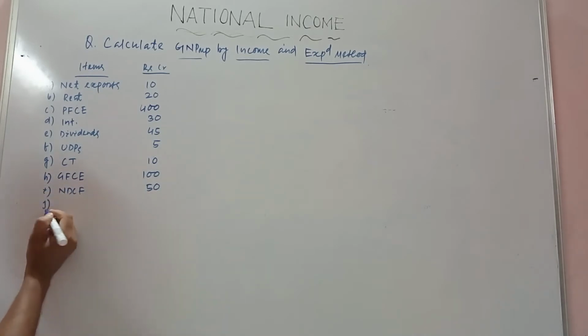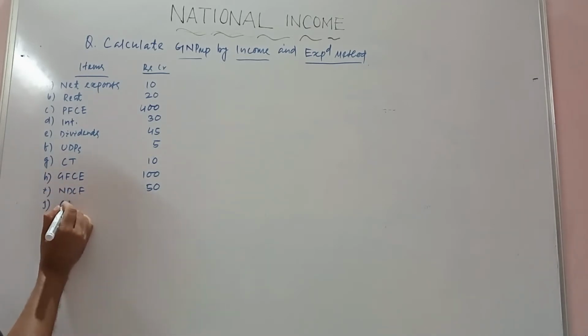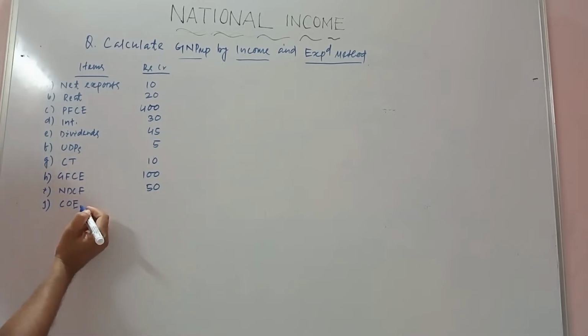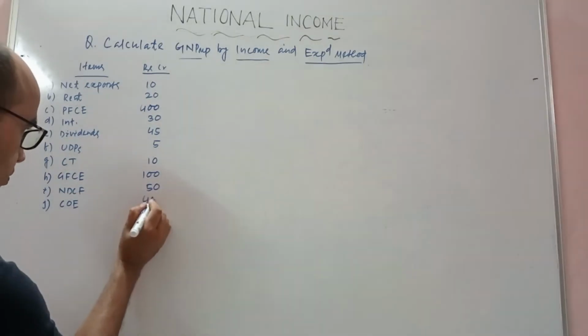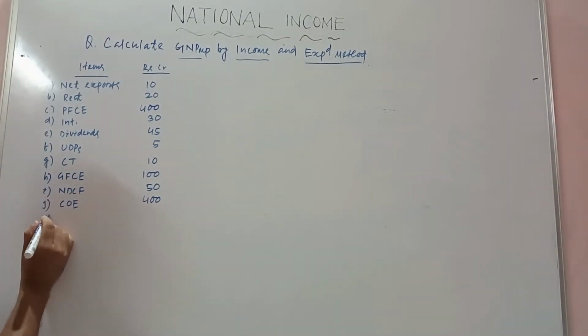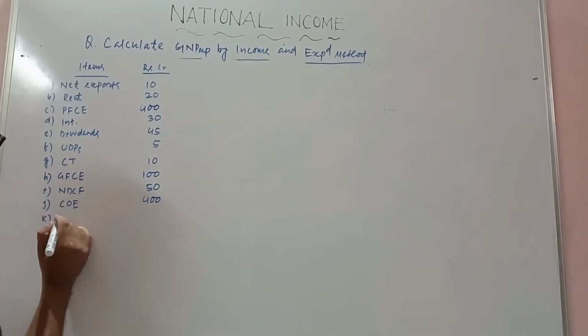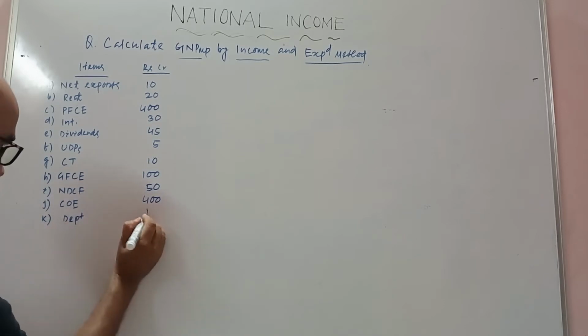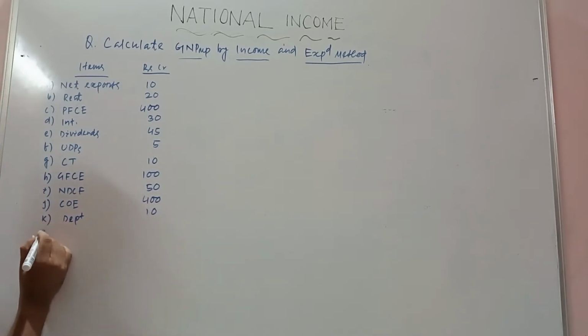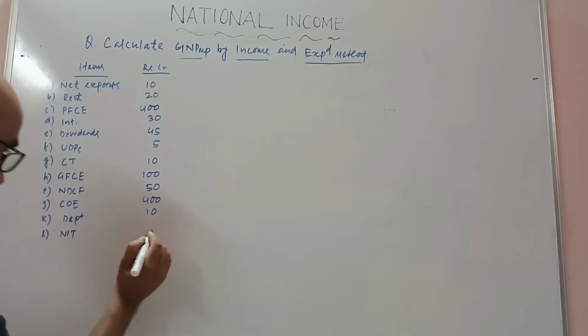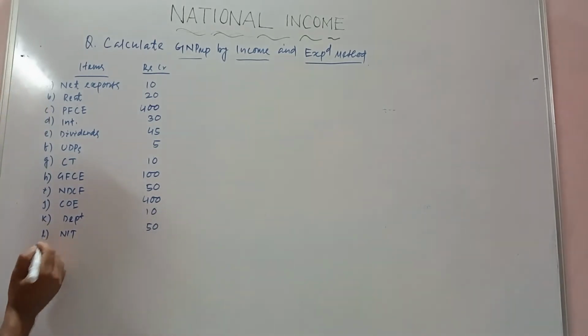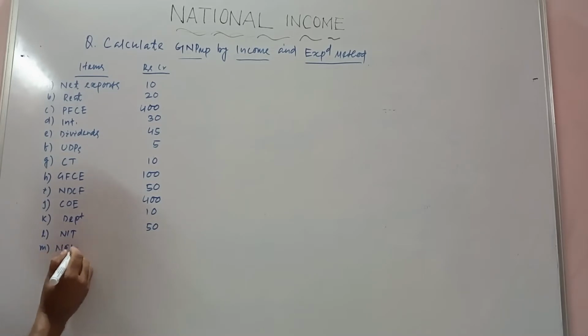Then COE, compensation of employees, is given as 400. After that, depreciation is 10. NIT, net indirect tax, is given as 50. And then NFI, net factor income from abroad.